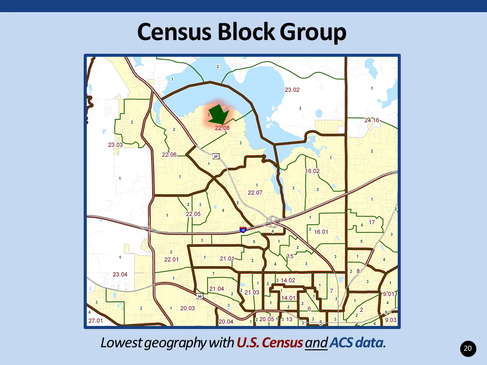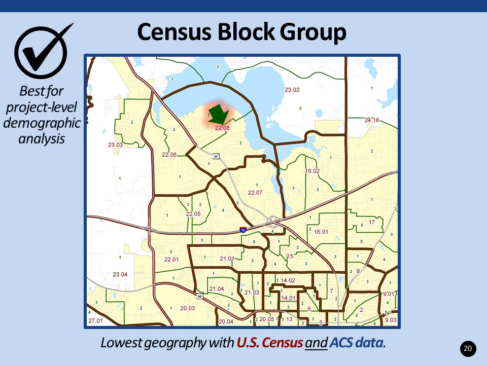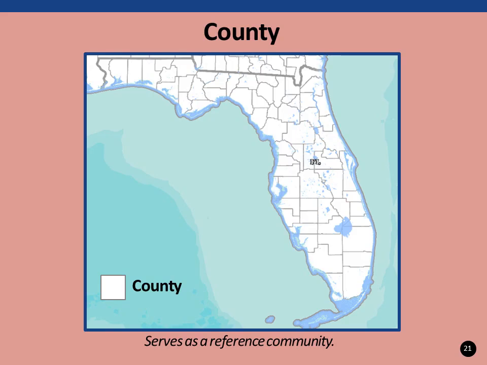Based on this comparison of tracts, block groups, and blocks, we can see why the block group is the preferred census geography for a project demographic analysis. The block group is the geography of least size, having the most Census Bureau datasets, as well as the most current datasets. A project demographic analysis also uses the county-level census geography as a reference community for the project area.